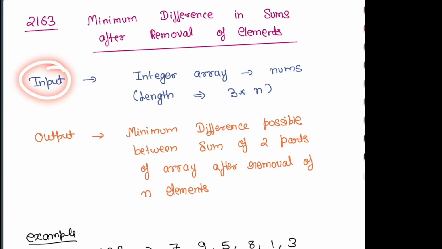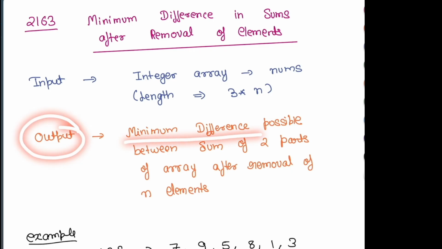So the input given in the problem is an integer array. Let us call it nums. The question says that the length of this array nums will always be a multiple of 3. So let us say it is 3 multiplied by n. The length of the array can be 3, 6, 9, 12, something like this. It will be a multiple of 3. The output we need to give is the minimum difference possible between the sum of two parts of the array after removal of n elements.